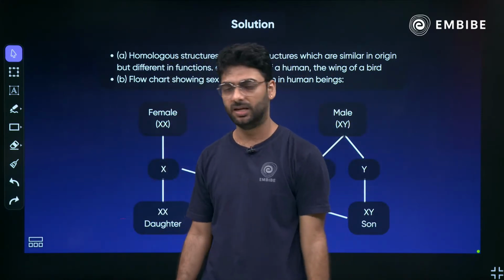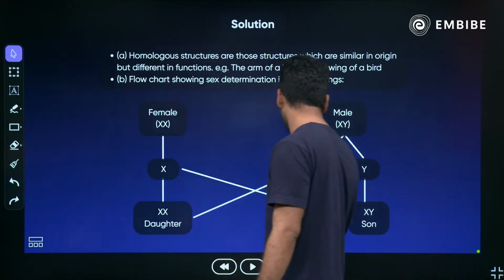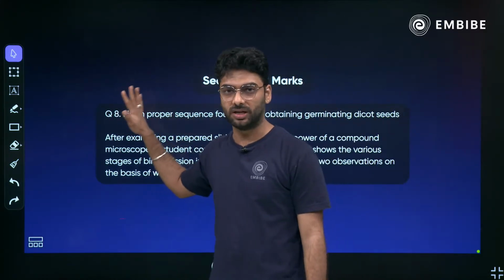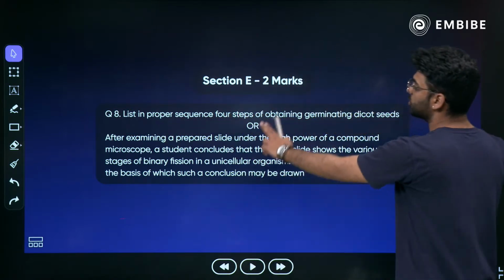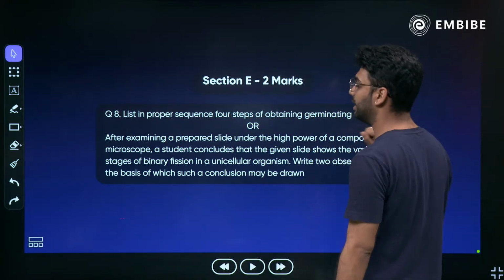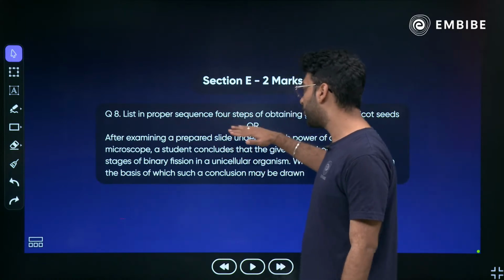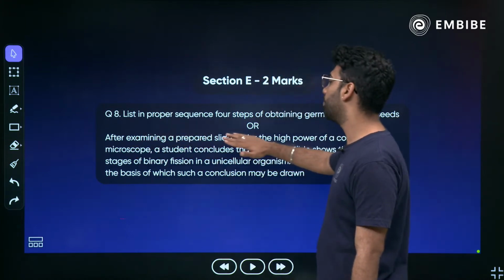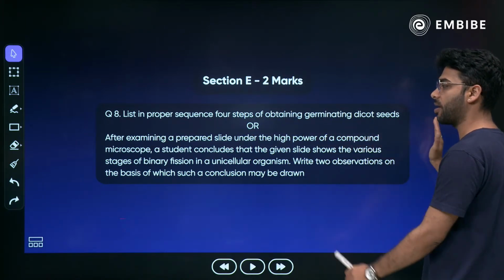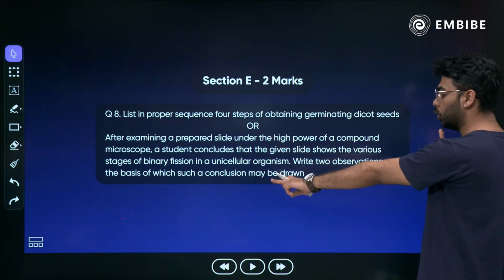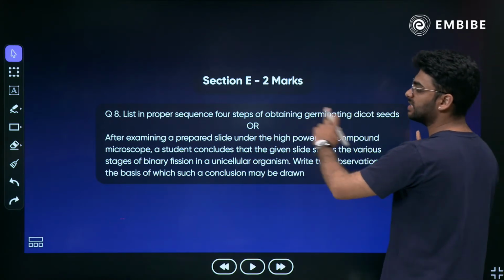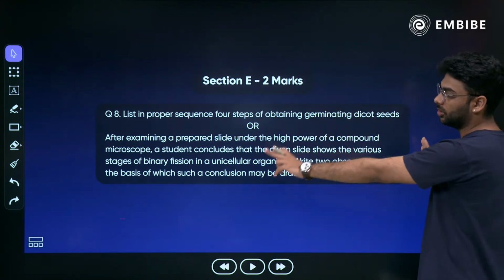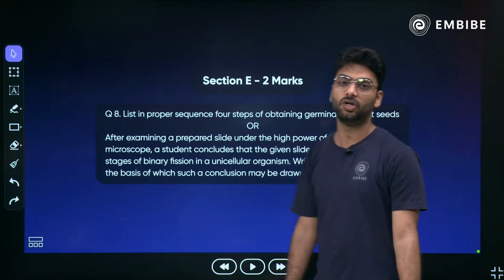Now the next question, it's a 2 mark question from Section E, so this is the last question. List in proper sequence 4 steps of obtaining germinating dicot seeds, or after examining a prepared slide under high power of a compound microscope, a student concludes that the given slide shows the various stages of binary fission in a unicellular organism. Write 2 observations on the basis of which such a conclusion may be drawn.